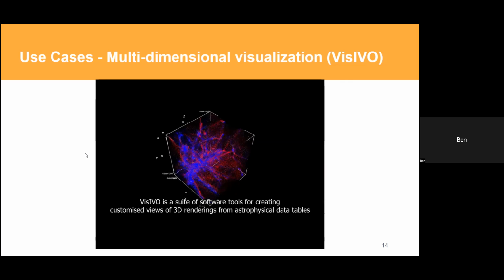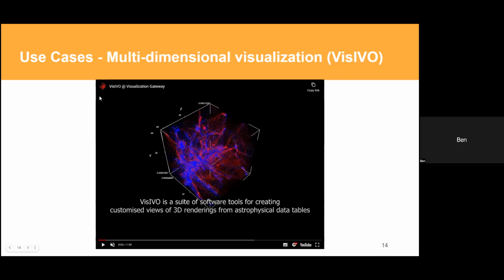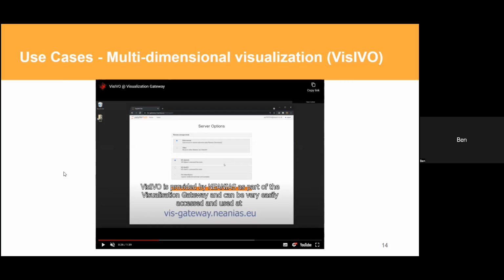Oh, this is video. Oh, my bad. So another one on the Visualization Gateway is Visivo, and it produces these renders. So a bit different from Splotch, but I got them confused. Obviously spawnable from the gateway, as I said.